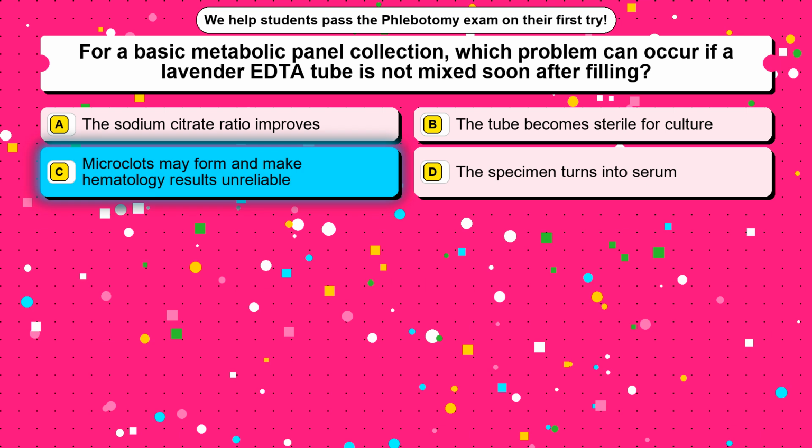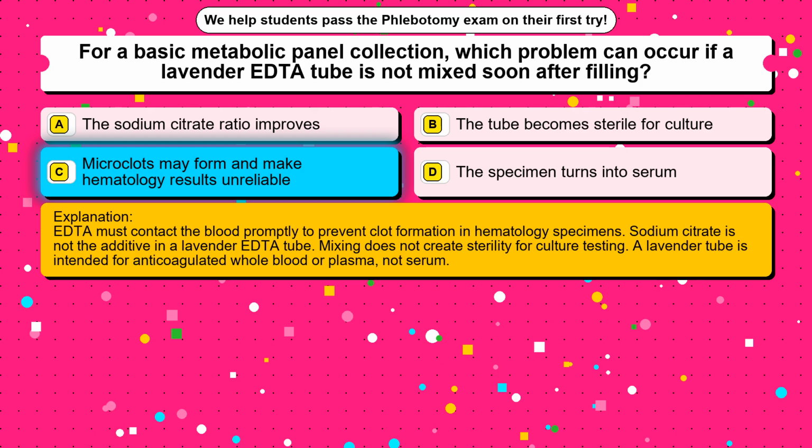The correct answer is option C. Microclots may form and make hematology results unreliable. EDTA must contact the blood promptly to prevent clot formation in hematology specimens. Sodium citrate is not the additive in a lavender EDTA tube. Mixing does not create sterility for culture testing. A lavender tube is intended for anticoagulated whole blood or plasma, not serum.